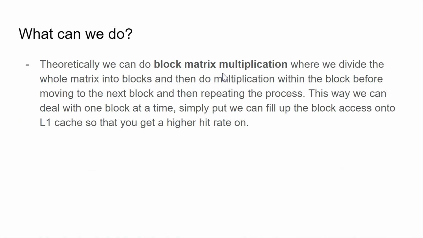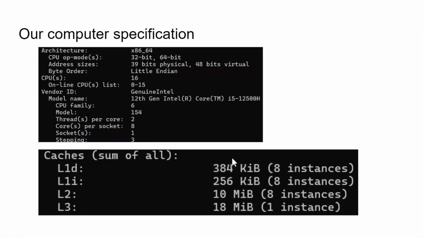Theoretically, we can do block matrix multiplication, where we divide the whole matrix into blocks, then do multiplication within the block before moving to the next block, and then repeat the same process. This way, we deal with one block at a time. To put it simply, for now, we just fill up the L1 cache with that block, and that will give you a higher hit rate. We'll talk more in detail later.